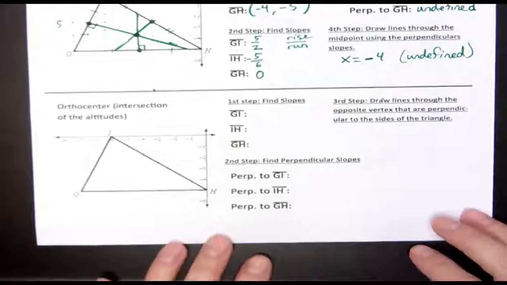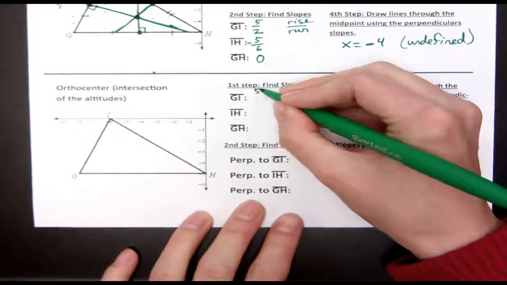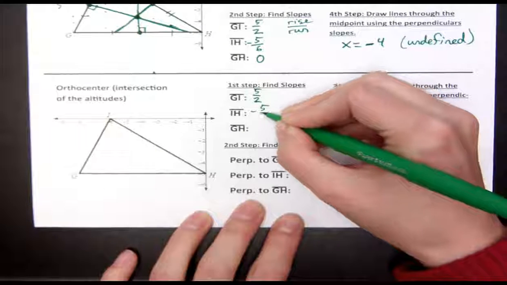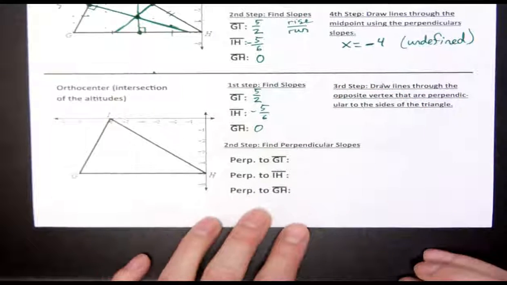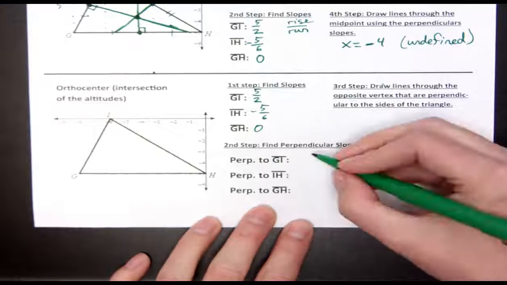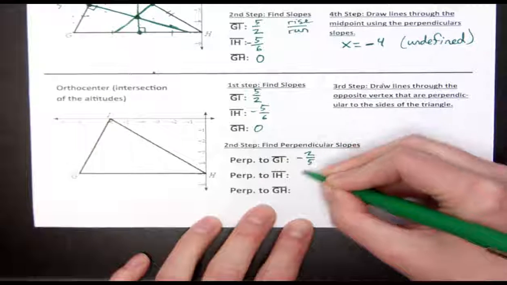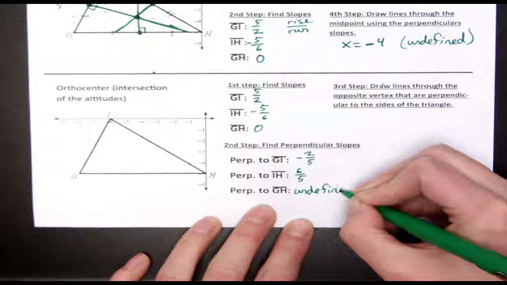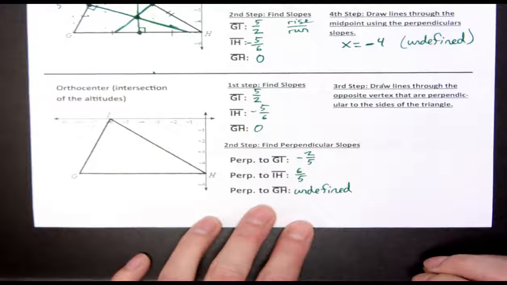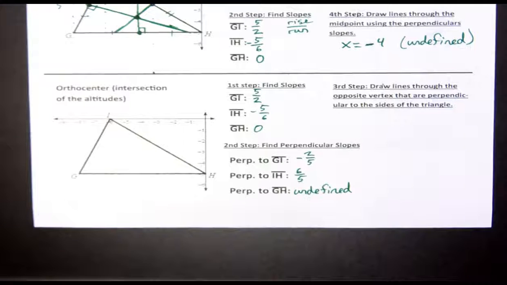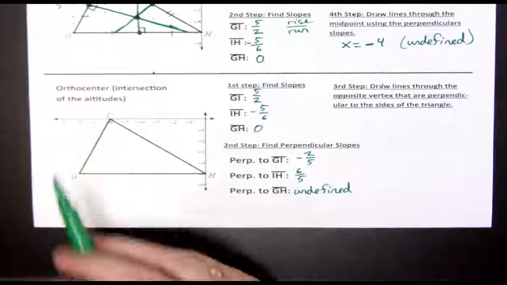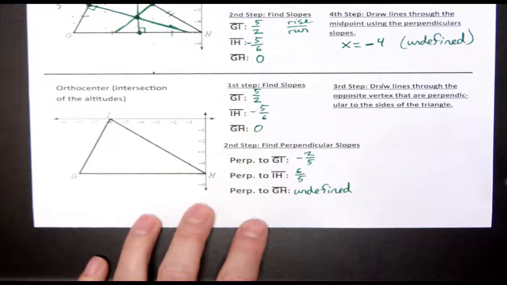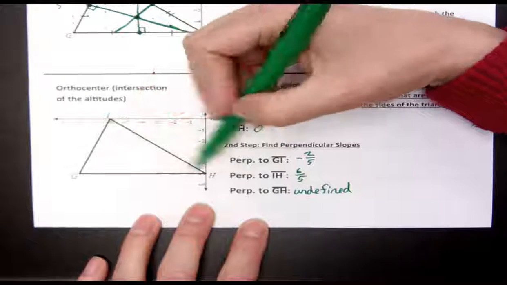Okay, so the good thing here is the first step is to find slopes. We already found those, so we just copy them down: 5 over 2, negative 5, 6, and 0. Second step is find perpendicular slopes. We already found those, so we just copy them down. Orthocenter is just the intersection of altitudes. We don't have to use midpoint or anything. We just have to count out those perpendicular slopes.